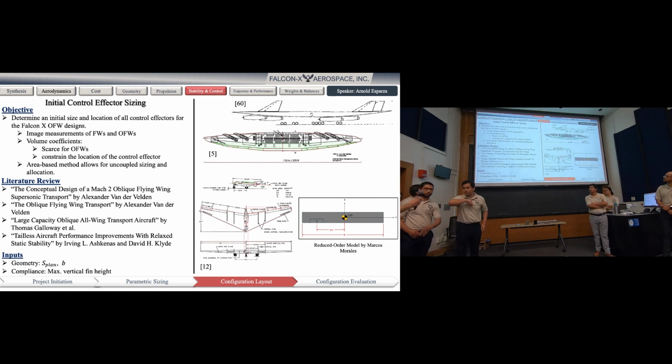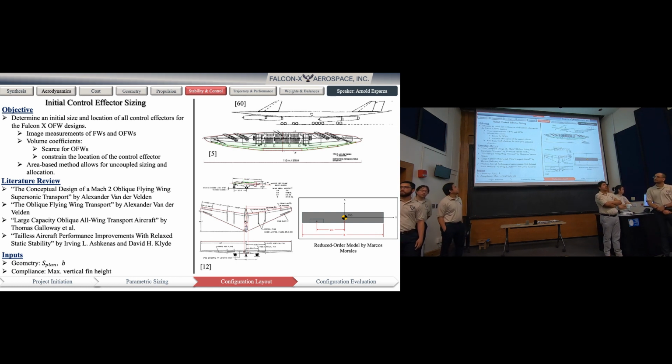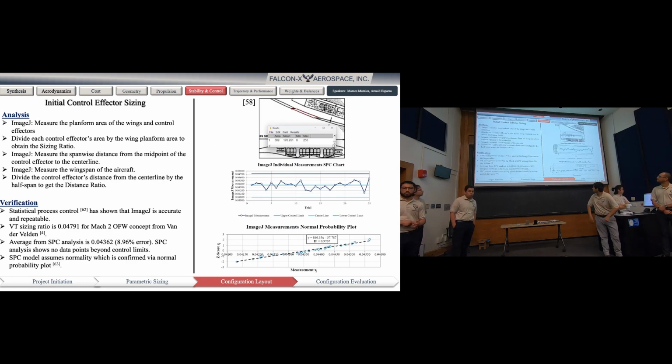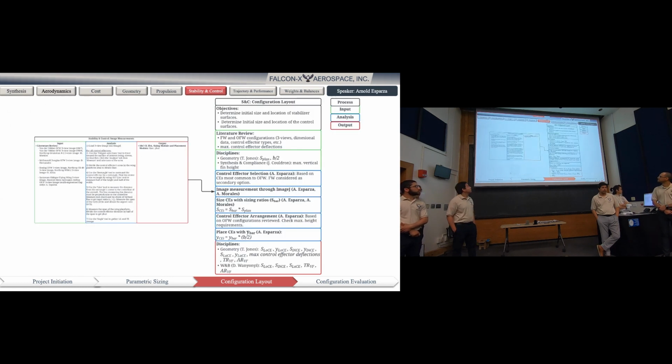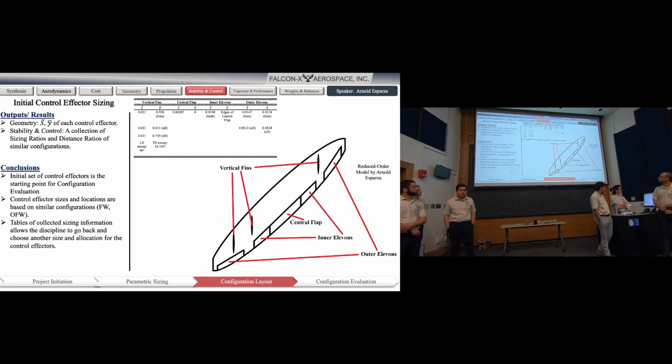So we have selected control effectors in the PI phase. So now our focus is to size them. Here's just some literature that we've looked at. Next slide. This is just a rundown of our analysis. We basically used image measurement to get these sizes. So this method has also been verified with statistical process control. It has proven that our method is accurate and repeatable. Next slide. This is just a rundown of our process. Next slide. And so once again, those are the sizes, and then that's the layout of our control vectors.